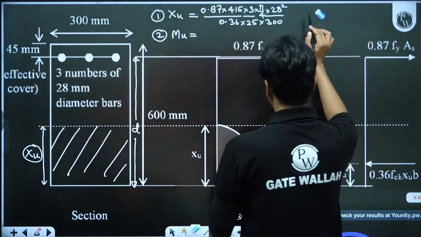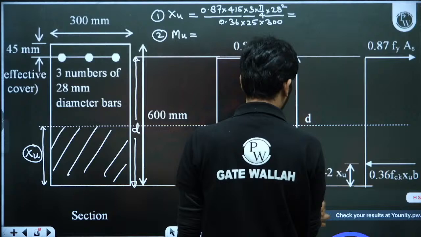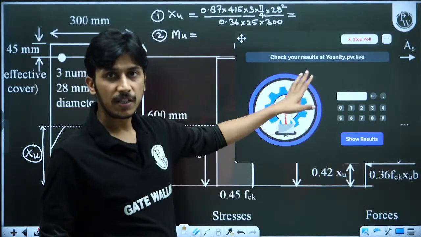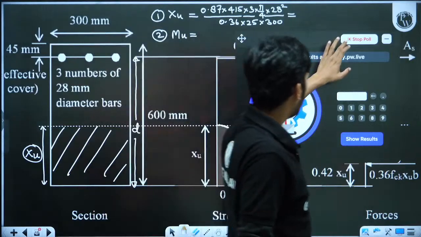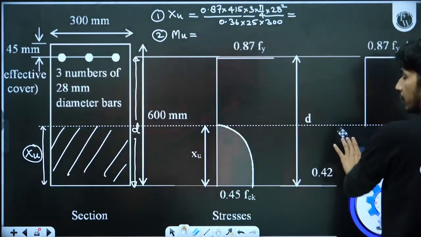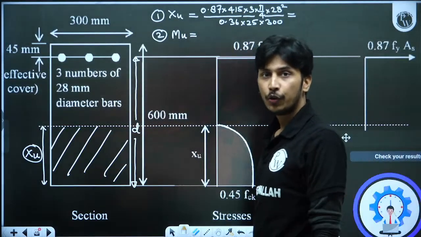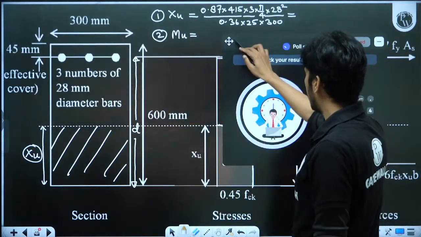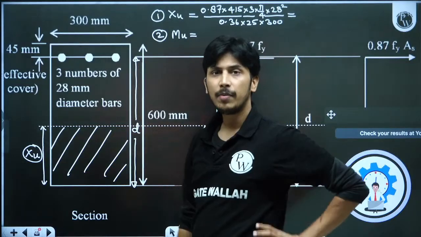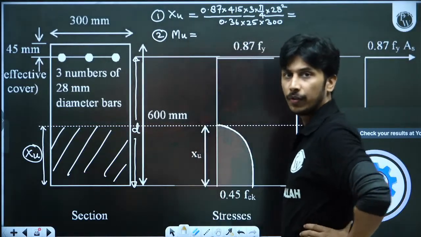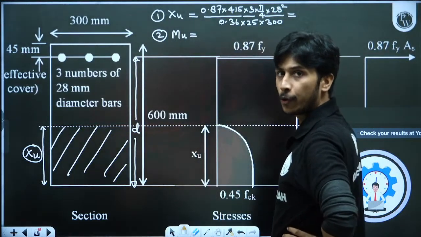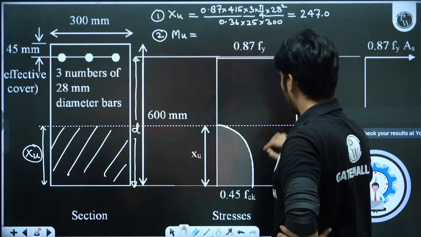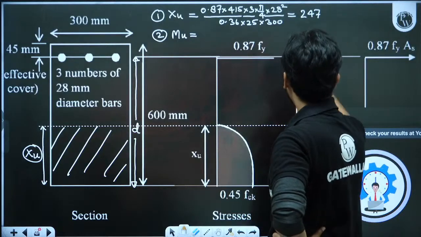Can anybody tell me what is the value of XU come out to be? If anybody has given the answer, I am ending the poll. Please give me the answer 2 digits after decimal. So give me the answer, I will be ending the poll quickly. First, let me end the poll. Okay, now tell me. 247.01, okay. So let's take 247 mm.